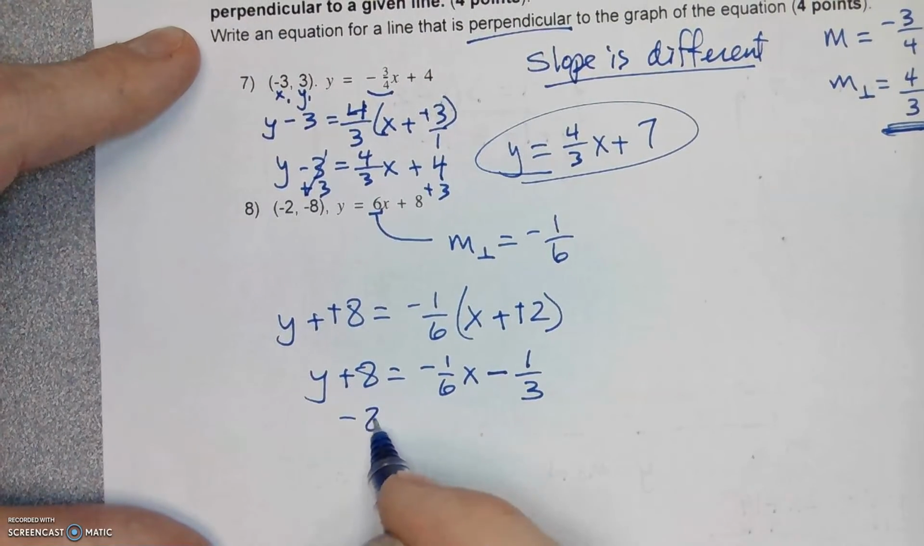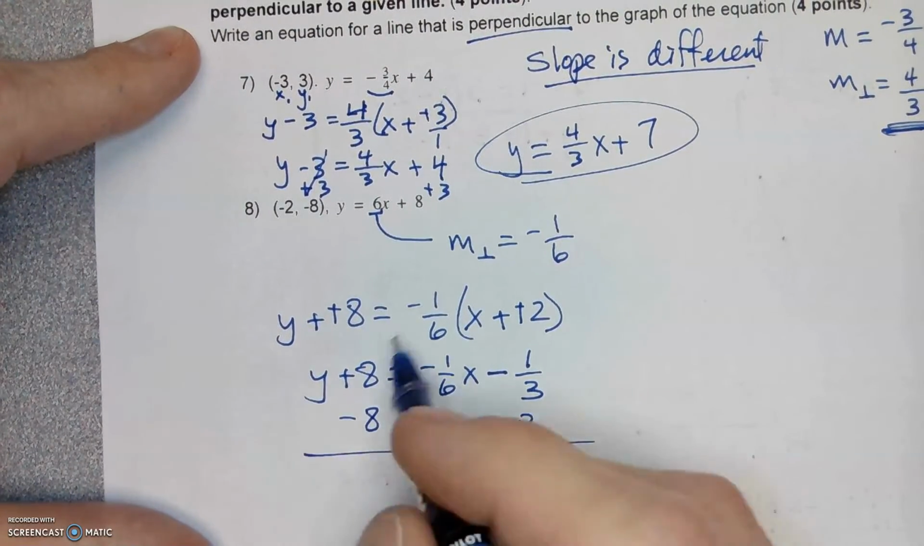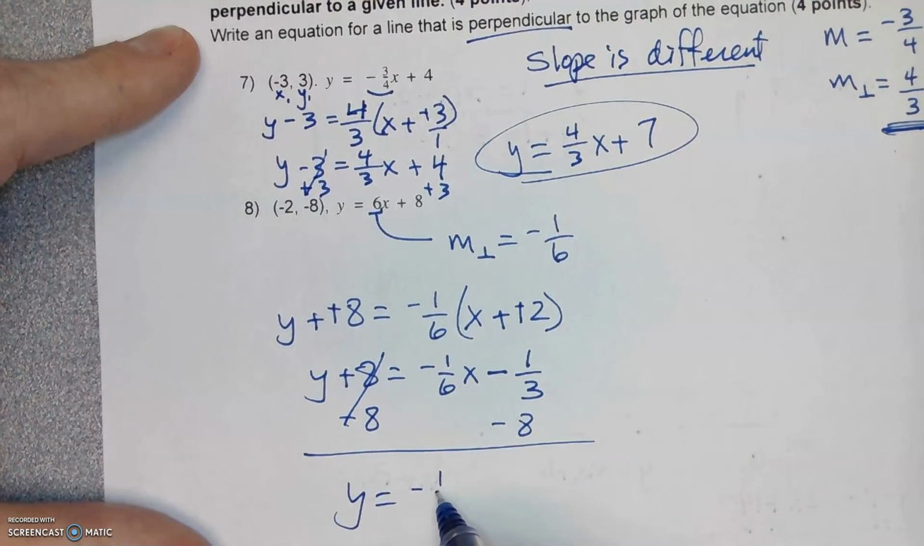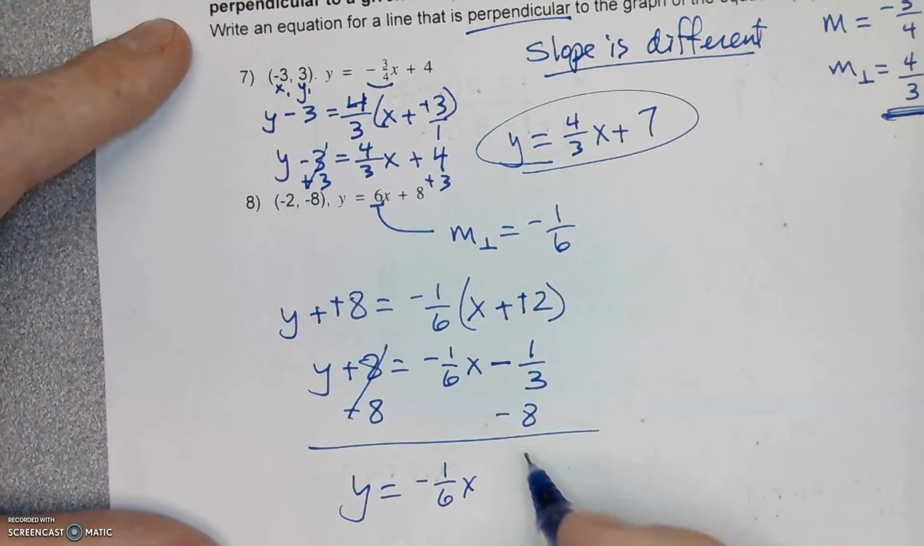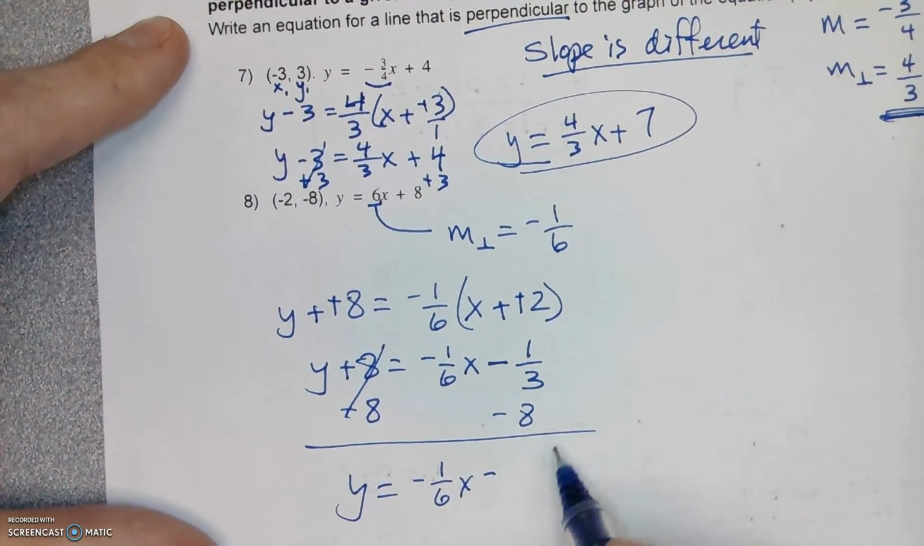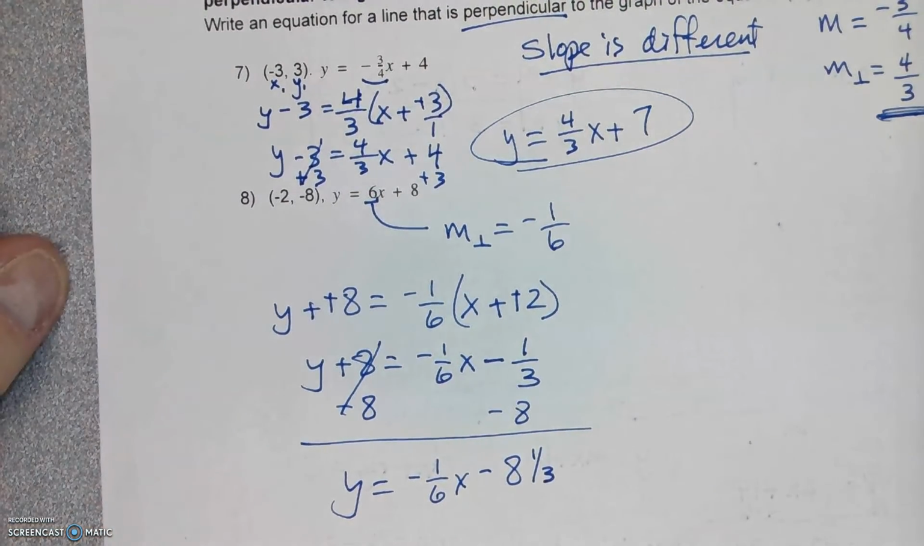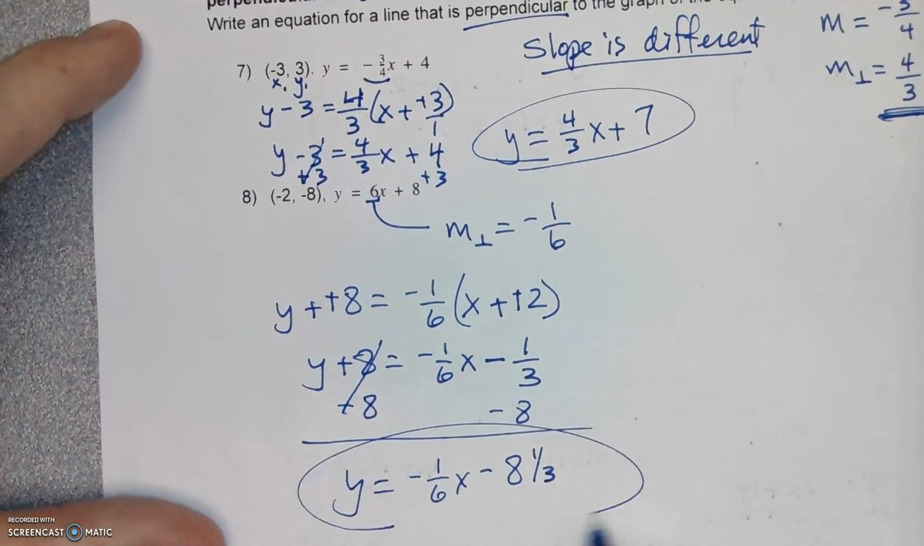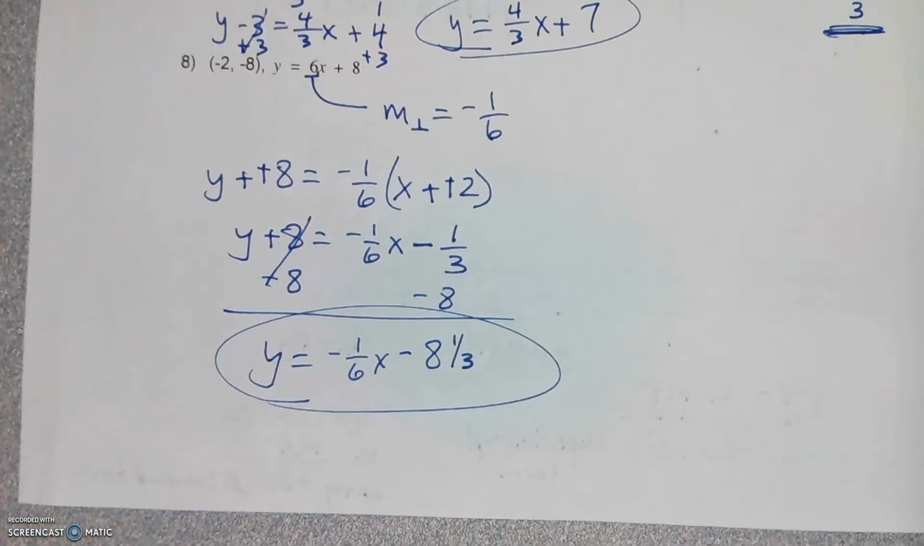So now we are going to subtract 8, so that y is by itself. A couple ways you could write this. I'll just write negative 8 1/3. And with that, we are done.